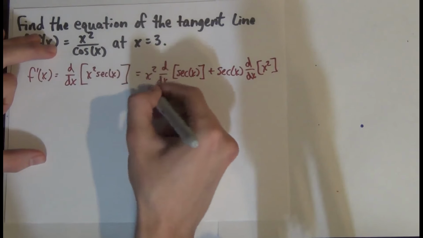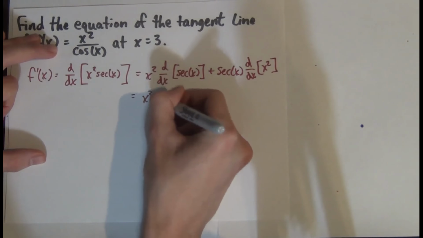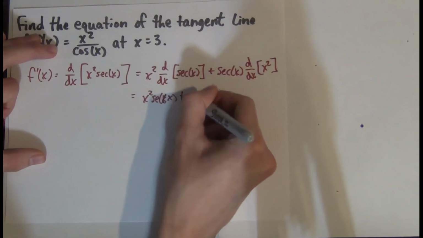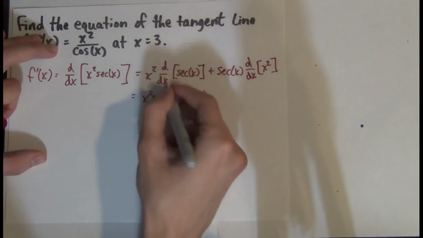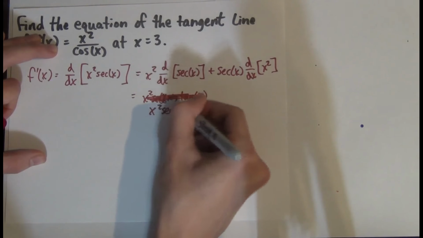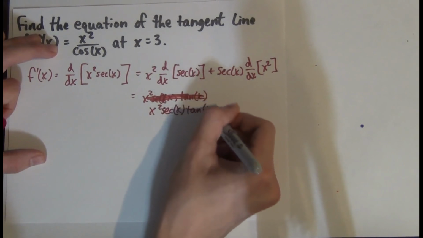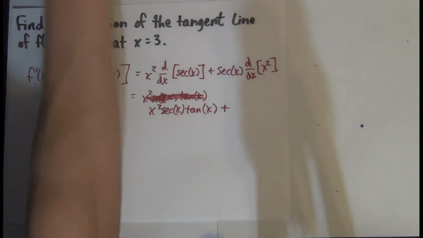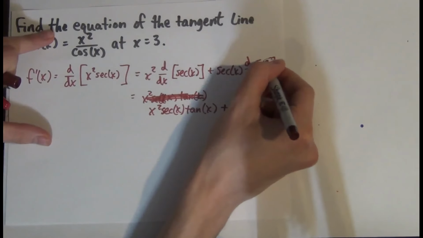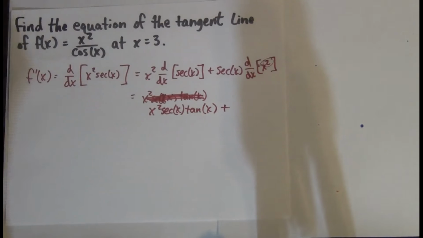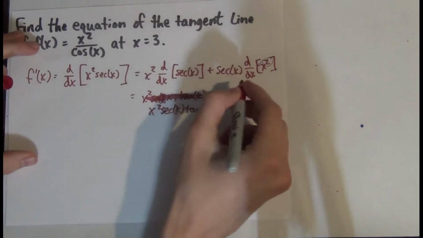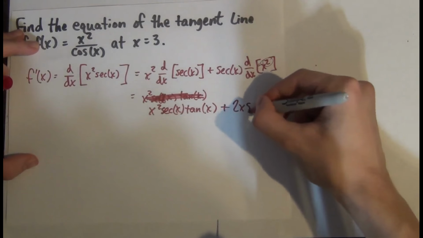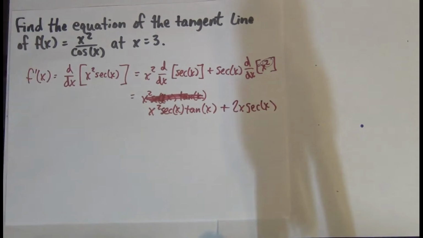So this is equal to x squared secant of x tangent of x, plus the derivative with respect to x of x squared. Well, that's a simple power rule, right? If I have an exponent of 2 and I bring that down, 2 serves as my coefficient. So I have 2 times x to the first power, just 2x, times secant of x. Okay, so that is my derivative.